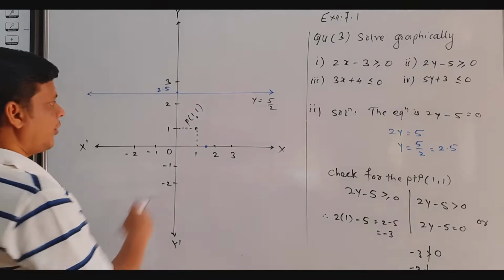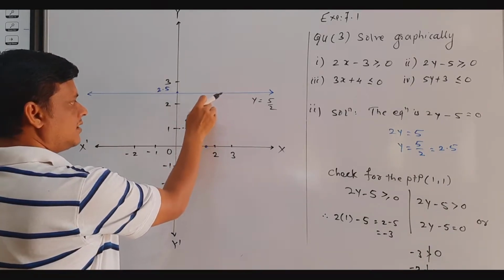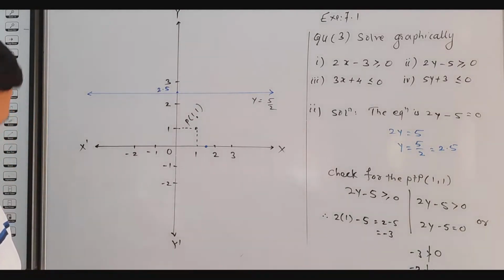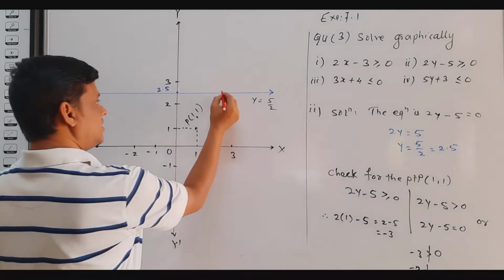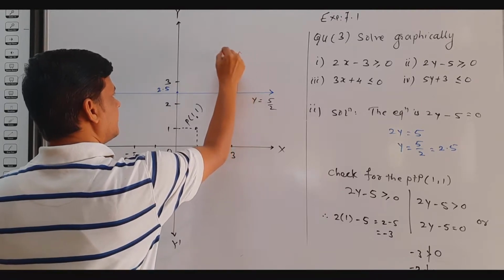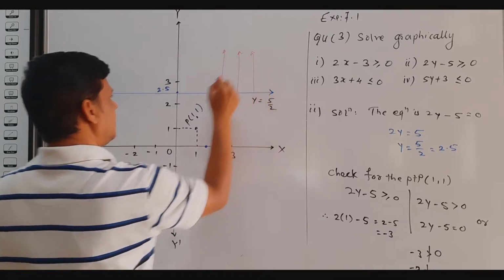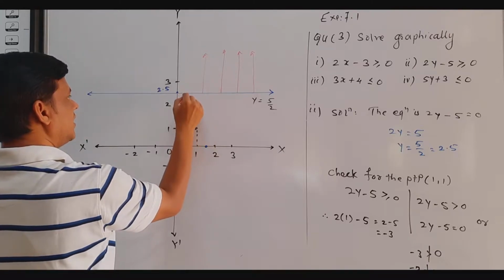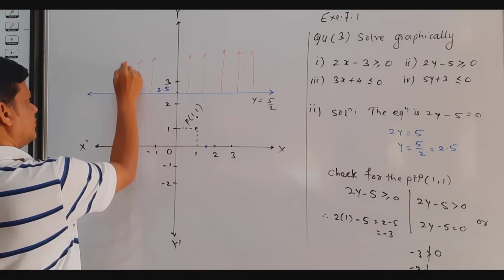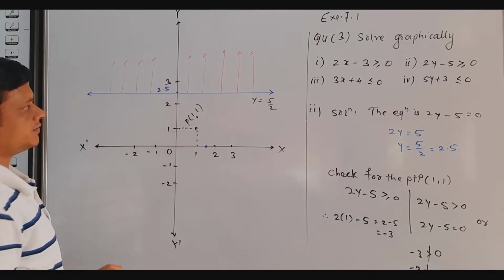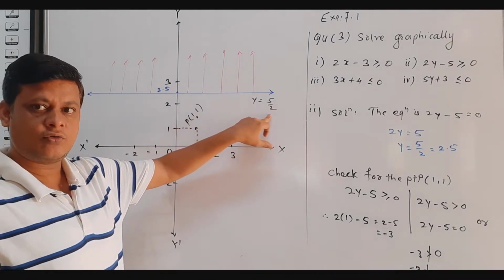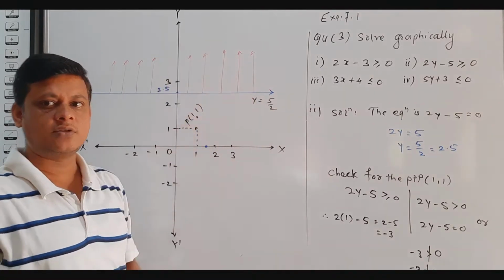So see, point P is below this line. That means the shaded region is above the line. So we have to shade the region above this line. That means in the solution set this line is included, and the region above the line is the solution set. So this is the shaded region in which this line is included and the region above the line is also included.